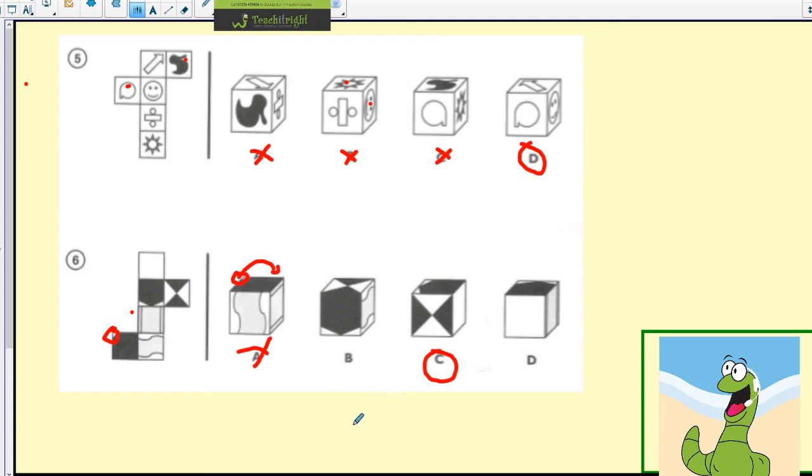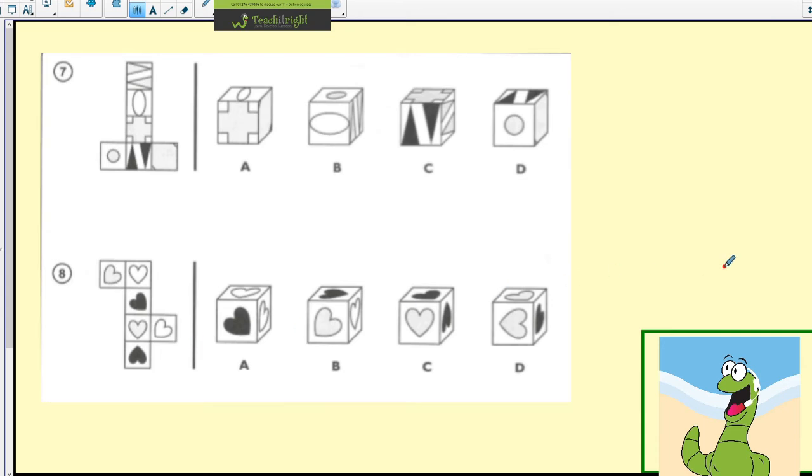For B, let's see what we've got. Well, immediately I can tell that this here does not have the triangle next to it, so we couldn't get this pattern of the triangle. So it's not B. For D, we've got the white with the black with the arrow, and again, we've got a pair. These two can never be next to each other, so it's not D. Right, next page, 7 and 8. 7 is B, 8 is D.